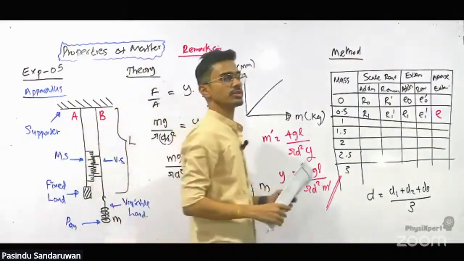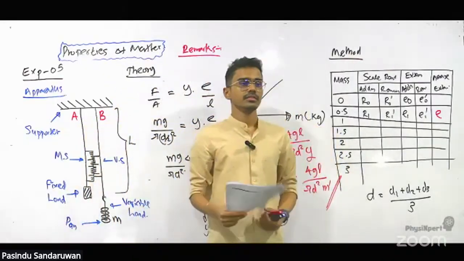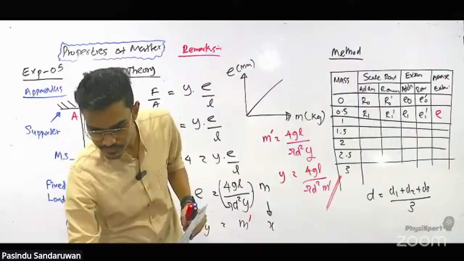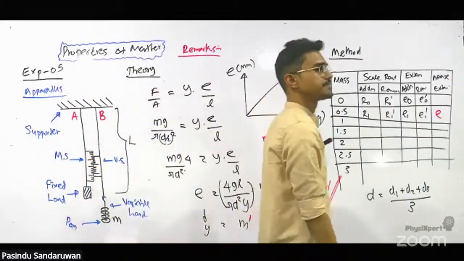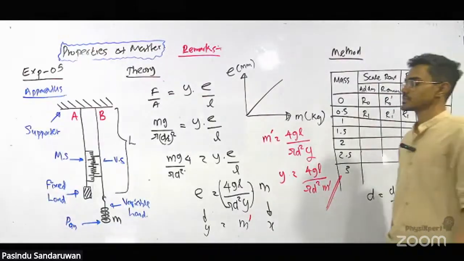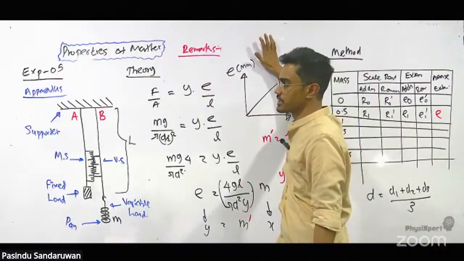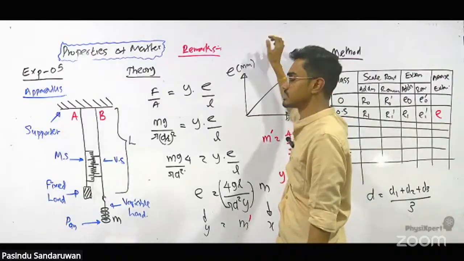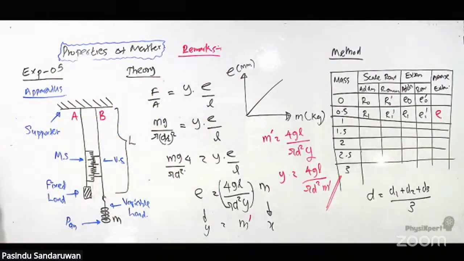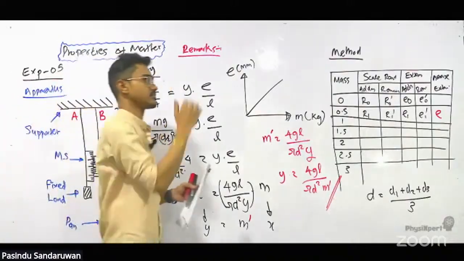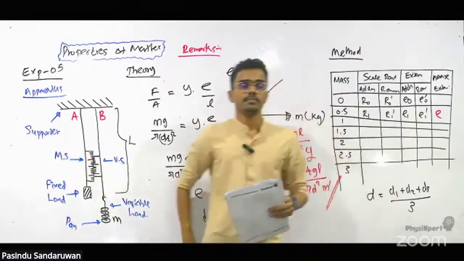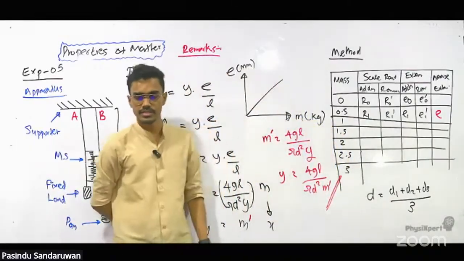To minimize fractional errors. Right. Next one. Both wires should be fixed together, parallel to each other.